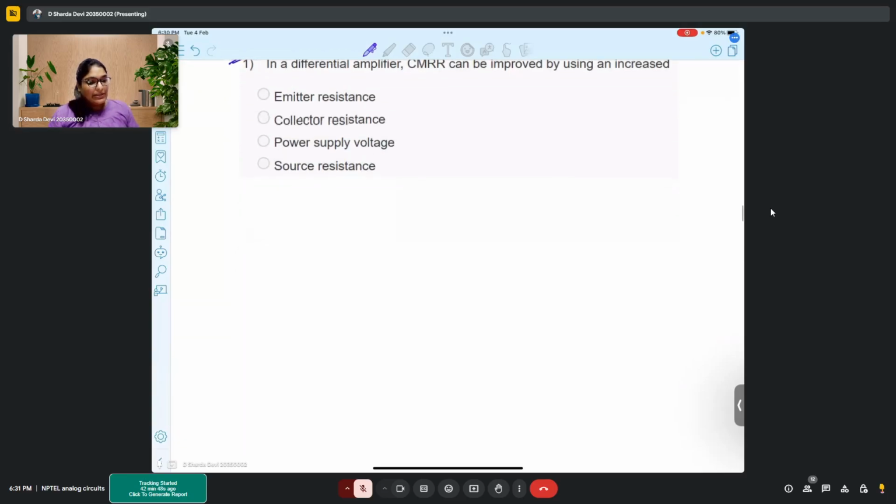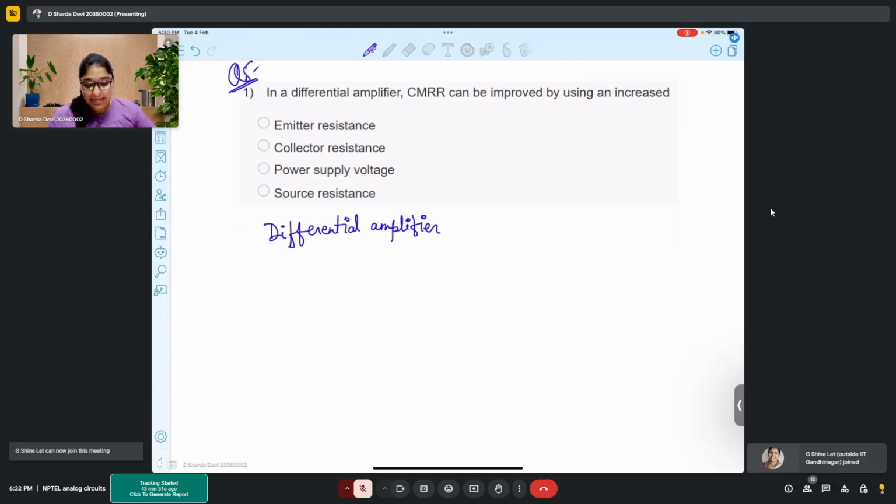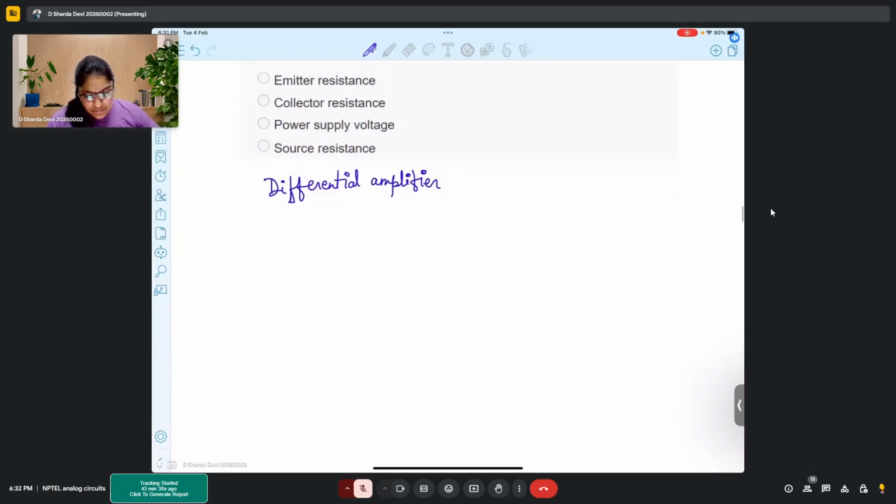Okay. Now let's start with the problems this time. In a differential amplifier, CMRR can be improved by using an increased value of, and different options are given like emitter resistance, collector resistance, power supply voltage, source resistance, etc. Right? So, first of all, the question arises that we have seen the differential amplifier. Till now, we understand a differential amplifier by a triangle, right? A triangle with two inputs and one output. We call it a differential amplifier. But actually, how does a differential amplifier look like, the design of a differential amplifier? If I have to draw the simplest circuit, I would draw it like this.